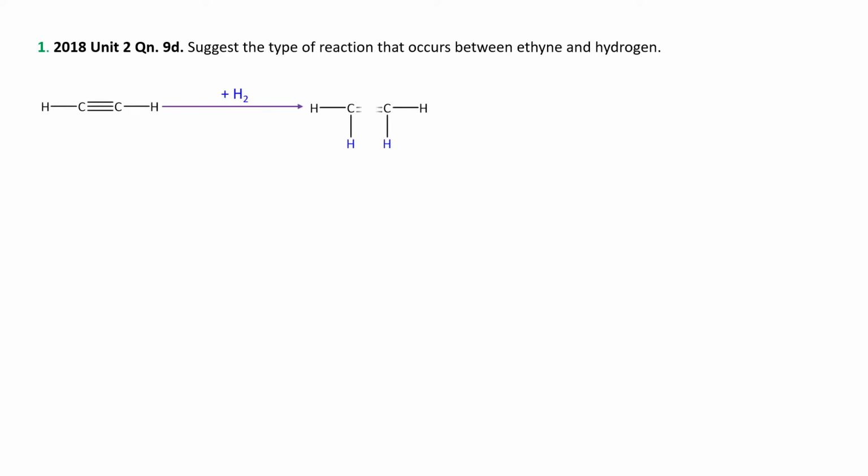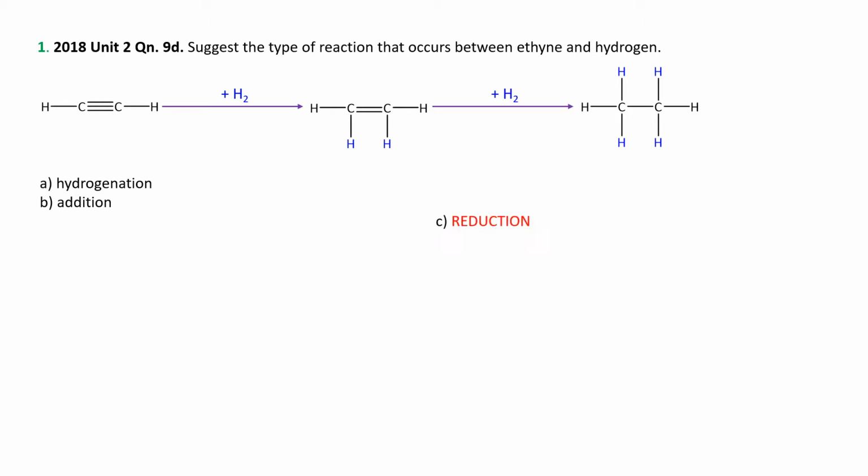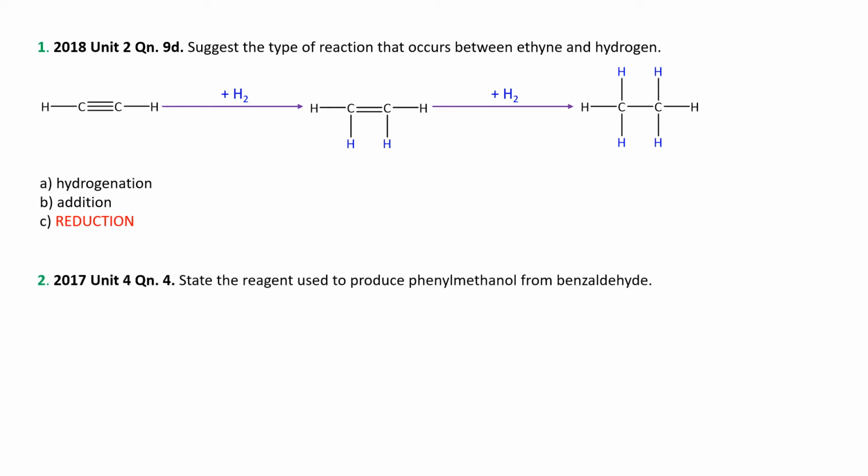So there's ethyne, which reacts with hydrogen to make an alkene, then more hydrogen to make an alkane. One often calls this hydrogenation. It is an example, of course, of an addition reaction, but it's also a reduction because we are adding hydrogen atoms to those carbons.